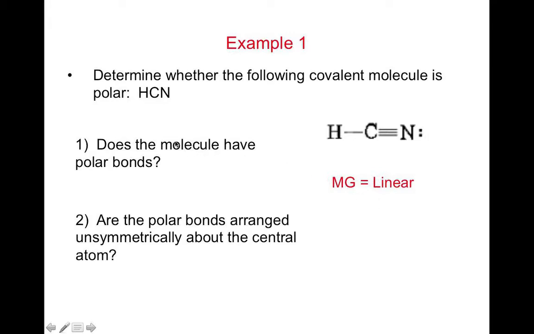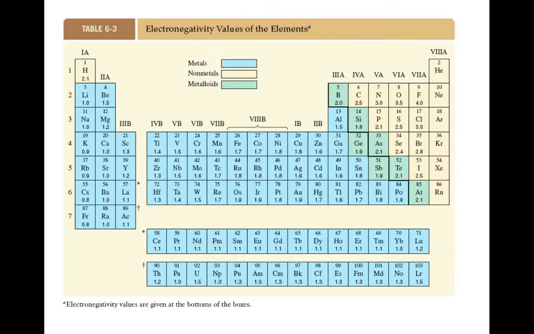In order to determine whether the molecule is polar, the two questions I have to ask are: do I have polar bonds, and are the polar bonds arranged unsymmetrically about the central atom? To determine whether I have polar bonds, I need to look at the electronegativities. Hydrogen and carbon have an electronegativity difference of 0.4. That's right on the border, but this is one pair of atoms that you want to be sure to remember. I know I made a big deal about this in class. A carbon-hydrogen bond is a nonpolar bond. However, the carbon-nitrogen bond has an electronegativity difference of 0.5, so we would consider that to be polar.